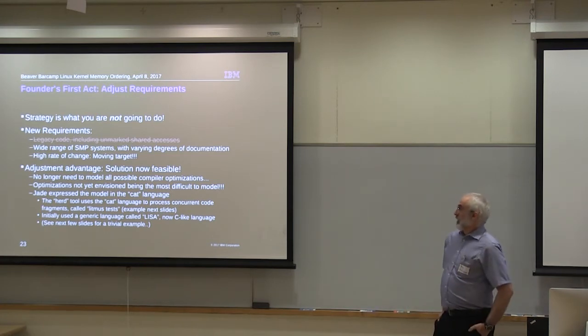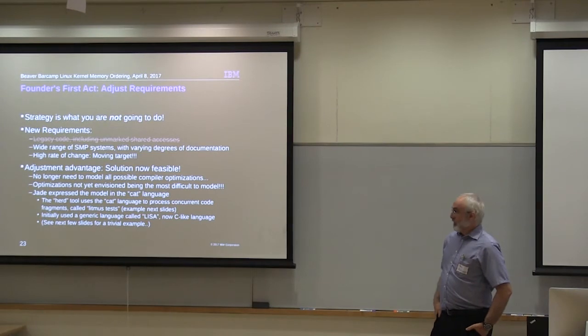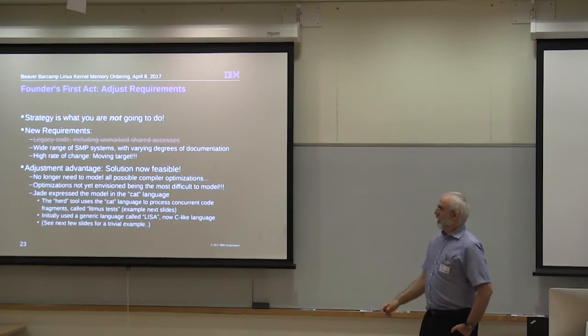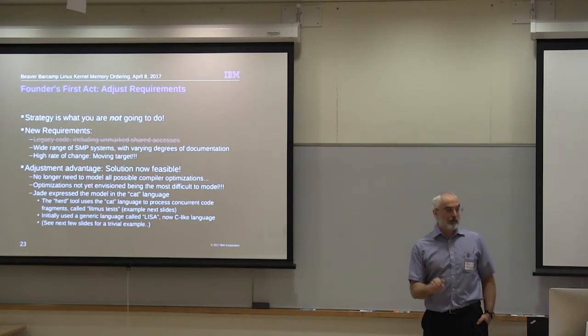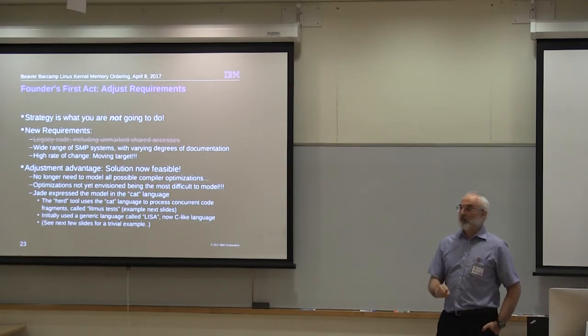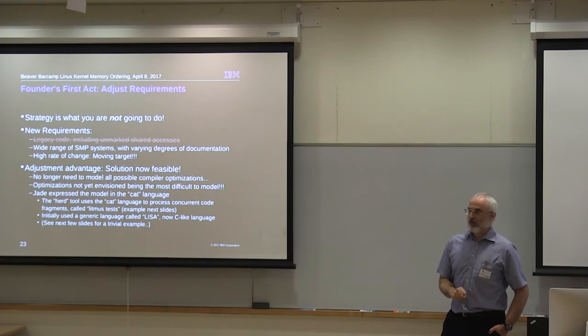And the nice thing about that is, with that restriction, you can actually produce a solution. And you don't have to model all compiler optimizations. And the hard part about modeling compiler optimizations is modeling the ones that haven't been written yet. That's the really hard part.